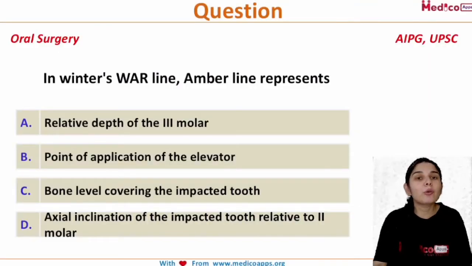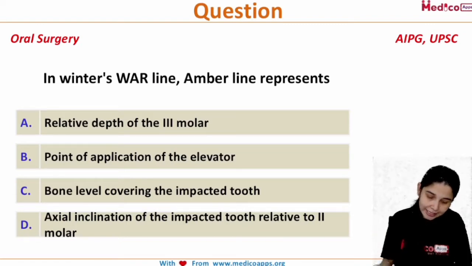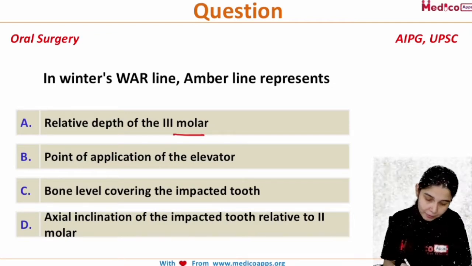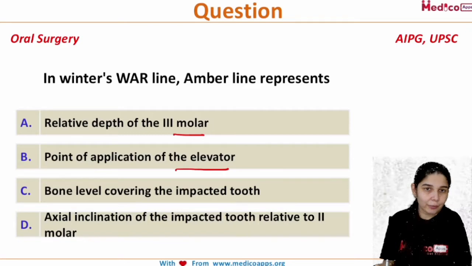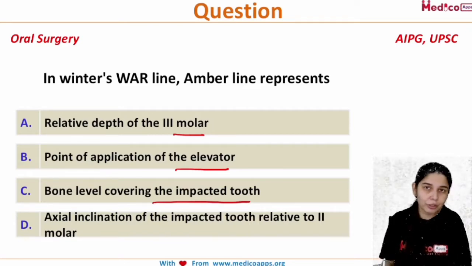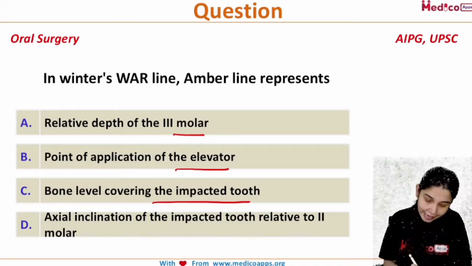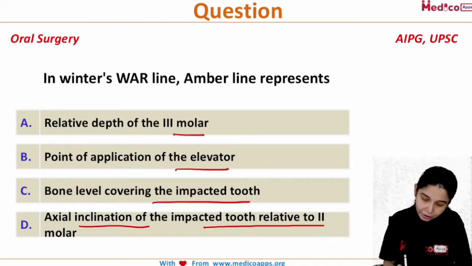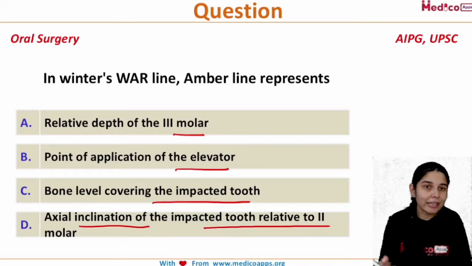Here the question states that in Winter's war lines, the umber line represents. Let's see the options quickly. Option A is relative depth of the third molar. Option B is point of application of the elevator. Option C is bone level covering the impacted tooth. And option D is axial inclination of the impacted tooth relative to the second molar.